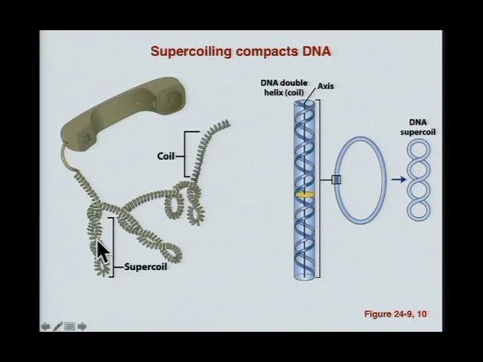So as you wind this thing up, you could either make it tighter, or you could make it looser. If you make it looser, it will also do this. When you make it tighter, those are called positive supercoils. And if you make it looser, you turn it in the direction of the pitch of the helix, those would be negative supercoils. So you could have both the possibility of positive or negative supercoils.